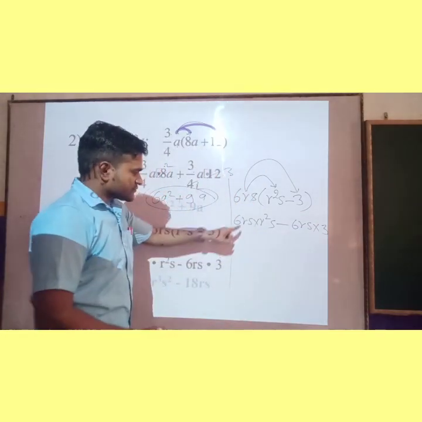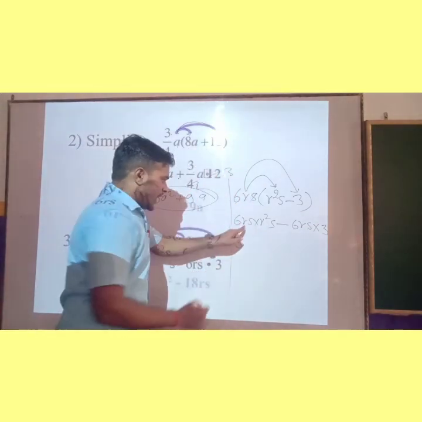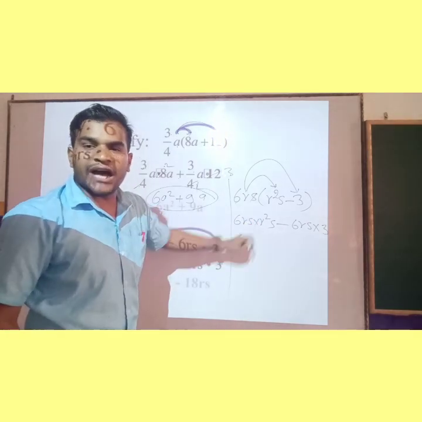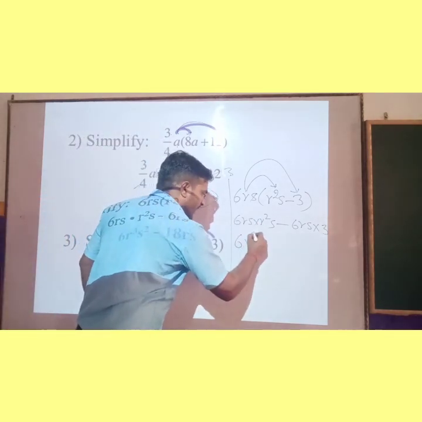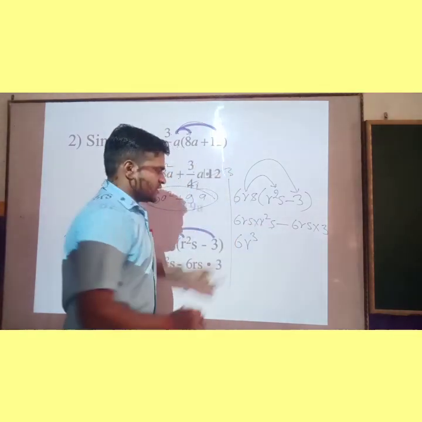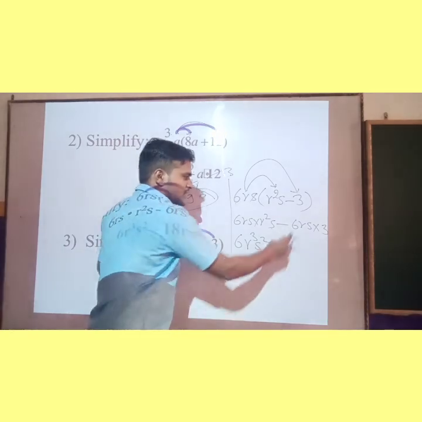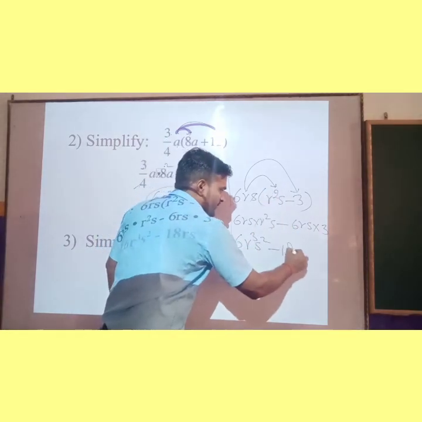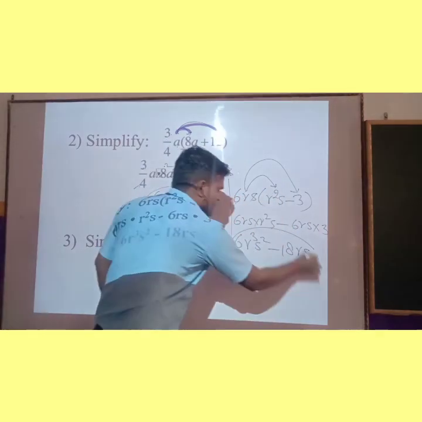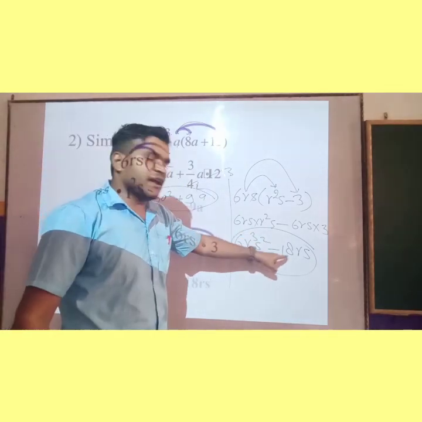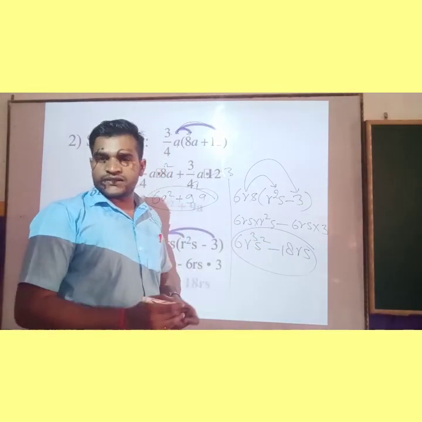So children, 6 is there, r and r square, r multiplied by r square, that will be r cube, power will be added, r cube, s into s, so that will be s square, minus 6 3 ja 18 rs. So what is the answer? 6r cube s square minus 18rs is the answer.